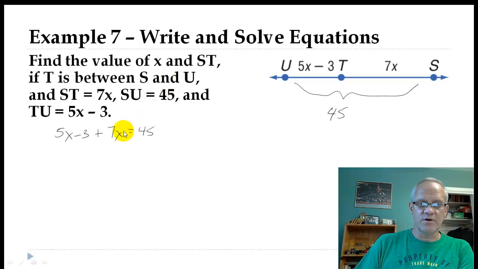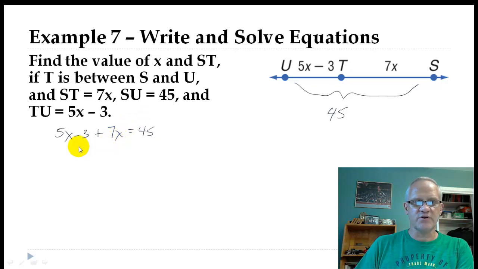Okay, so we have to remember our patterns for solving equations. First thing I'm going to do is take the x's and combine those. I have 5x plus 7x, which equals 12x. I still have that minus 3 there, and I still have the 45. All right, now I'm going to go through the steps to solve. Remember, we start with getting rid of the subtraction or addition. So since it's minus 3, to undo that, we add 3. If I add 3 to that side to get that to cross out, I also have to add 3 to this side.